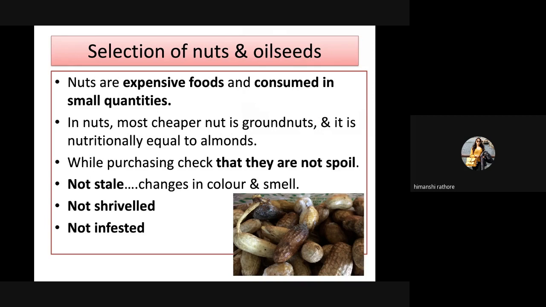As you can see in the picture, they are the poor quality groundnuts which we have shown. There is a growth of mold, there is an insect, and the seeds are open. So the color of the groundnuts is not good. So all these things you have to keep in mind before purchasing the nuts and oil seeds, that the seeds are not spoiled, there is no infestation, and they are not shriveled.